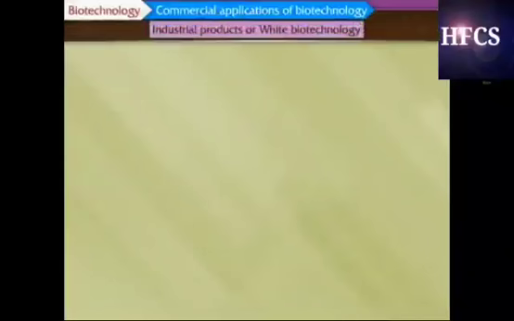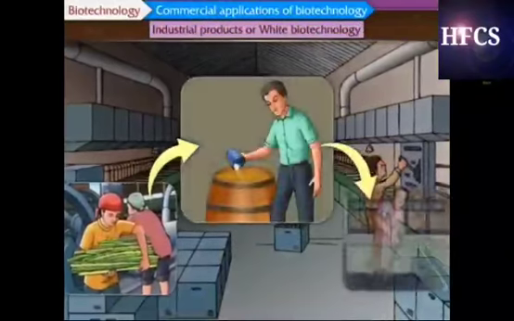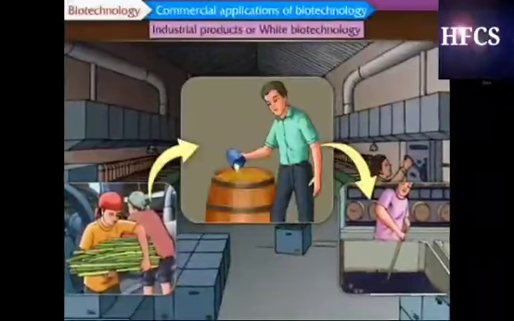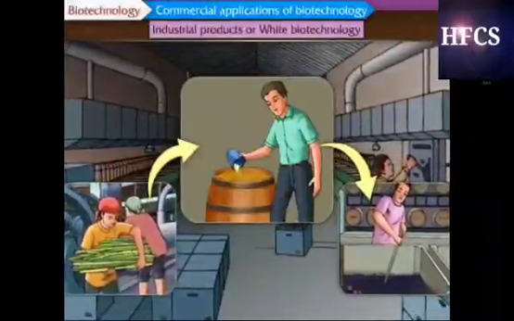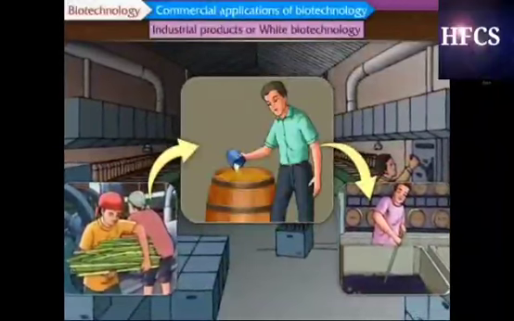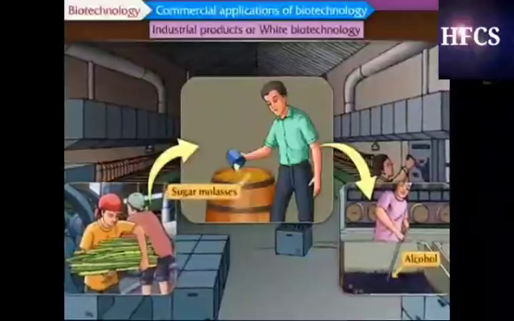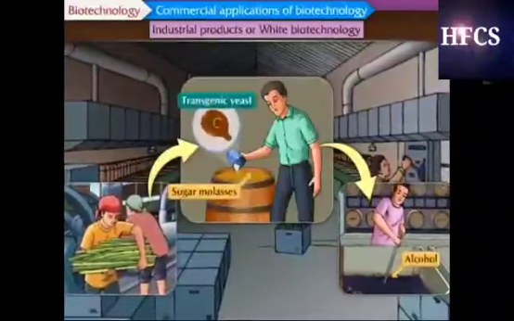Next concept is industrial products, or white biotechnology. Various industrial chemicals can be produced through less expensive processes by using biotechnology. For example, alcohol production from sugar molasses with the help of transgenic yeast.